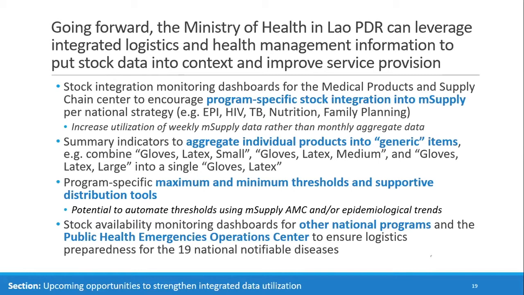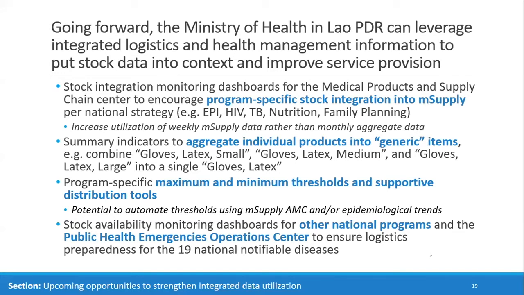So a few ways, just to close, of where we hope to go from here are using this information to encourage and monitor this stock integration that we had mentioned, because until all the stock in the country is really flowing into the centralized system, it won't be as powerful. And once more of this information is in here, I think we can also increase the utilization of this more regular M-supply data than older systems that were in place, such as this monthly aggregate data that programs are directly entering.